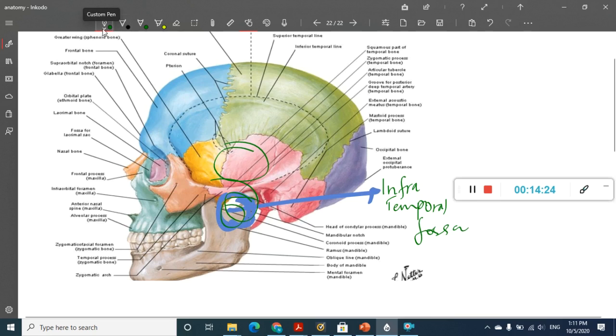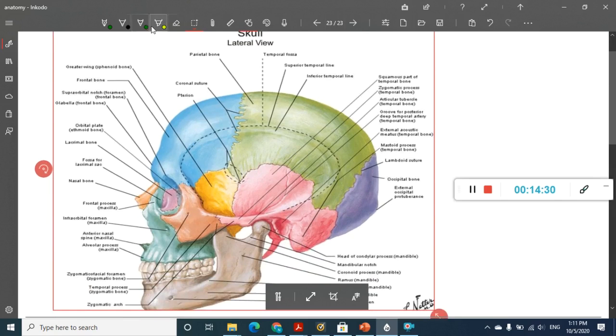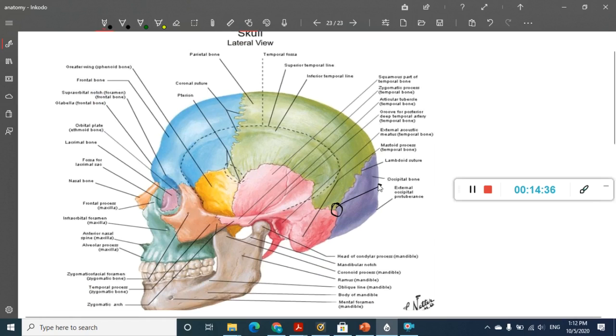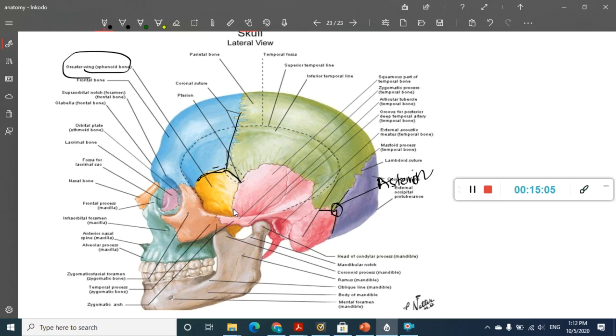Now there is one last and final important point here. I have already told you about the Asterion, right? Where is the Asterion? The Asterion is the meeting point of the lambdoid suture, parieto-mastoid and occipito-mastoid suture. This meeting point is the Asterion. There is one more meeting point of four bones. This is the frontal bone. I didn't tell you what this bone is, right? This is the greater wing of the sphenoid. It is the meeting point of the frontal bone, greater wing of sphenoid, temporal bone and the parietal bone.